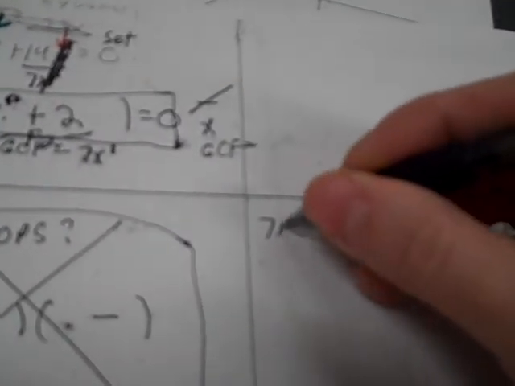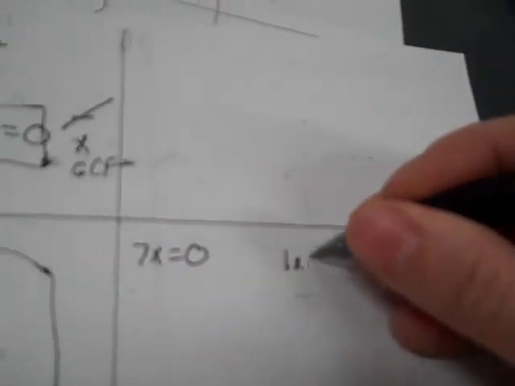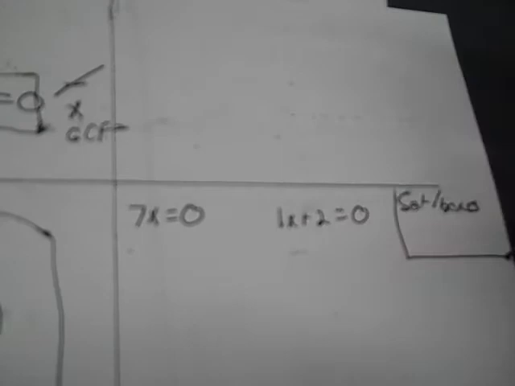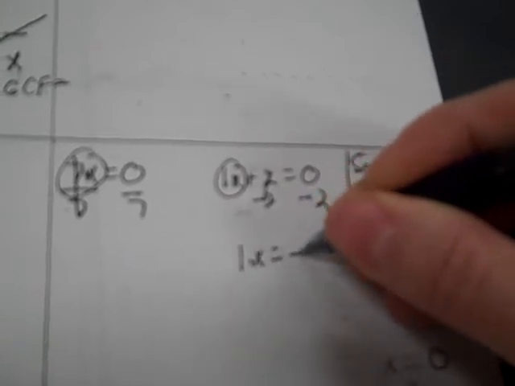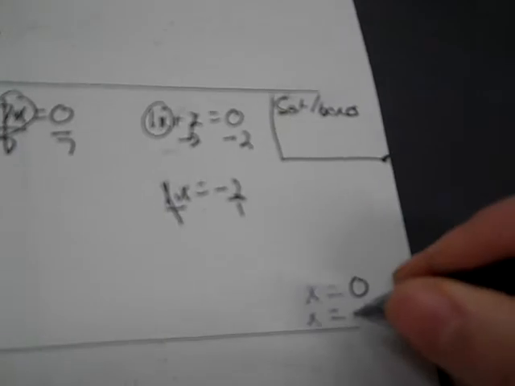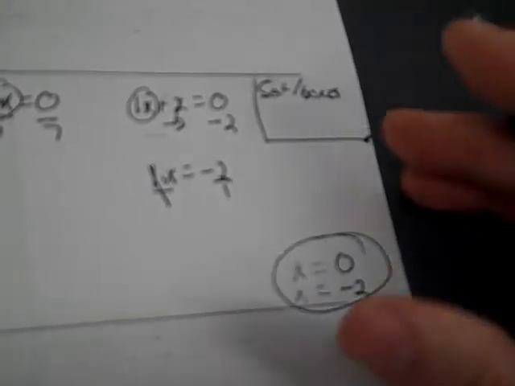So 7x could equal 0. That's from F1. And then F2, 1x plus 2 could equal 0. So I dot my variables, circle them, and here I just need to go straight to the division step. And 0 divided by 7 is 0. Now in the other one, we subtract 2 from both sides. 0 minus 2 is negative 2. And then we divide by 1, and negative 2 divided by 1 is still negative 2. So those are your two answers.